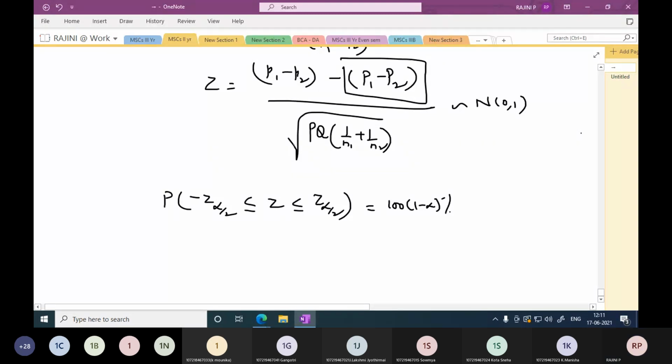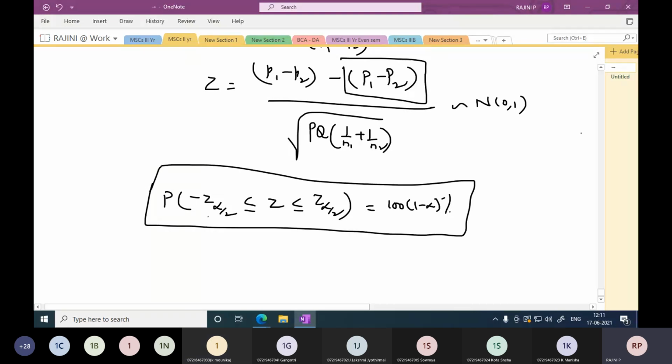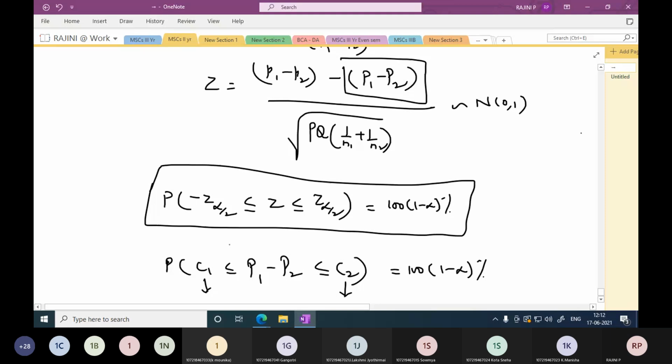From here, everybody start doing. Let me know what is C1 and what is C2. The probability of C1 less than or equal to capital P1 minus capital P2 less than or equal to C2 is 100 into 1 minus alpha percentage. I want to know what C1 is and what C2 is. Do it fast, everybody, and let me know.